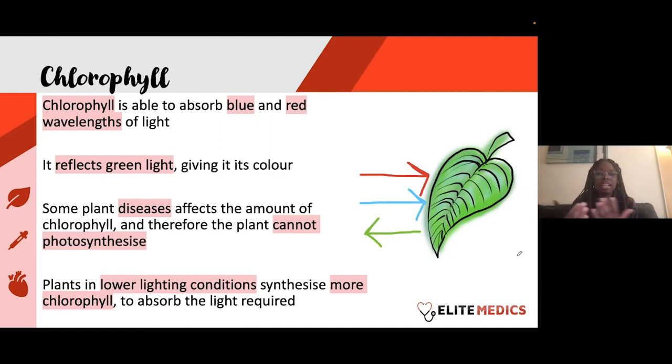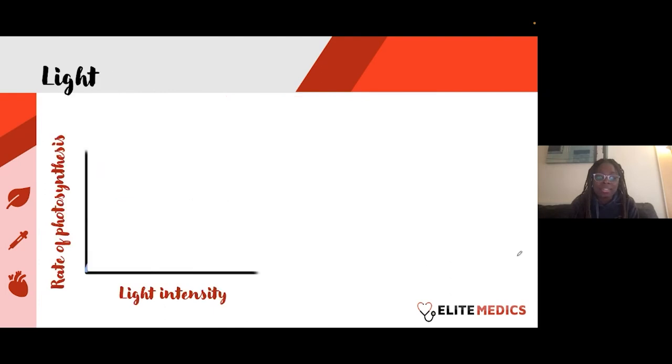The plant doesn't think like this, but if we were to say the plant had a thought pattern, this is what it would be thinking. Okay, not enough light. I need to maximize the amount of light that I can get. Okay, more chlorophyll, the increased likelihood of me absorbing more light. And so if you have a plant in lower lighting conditions, it will produce more chlorophyll so it can absorb the light that is needed.